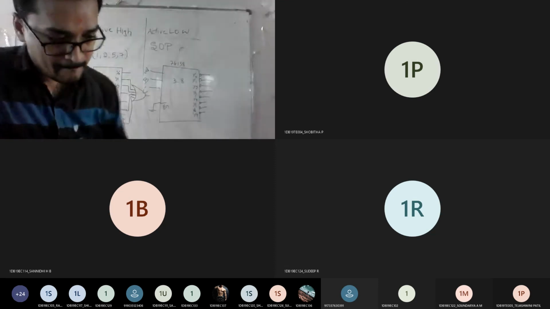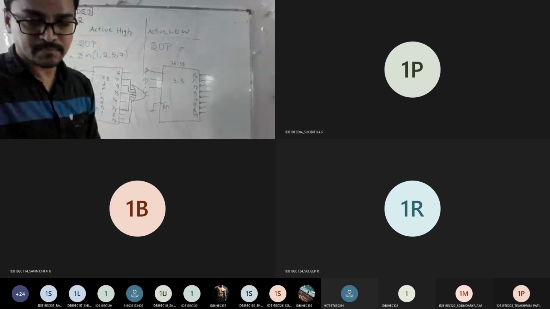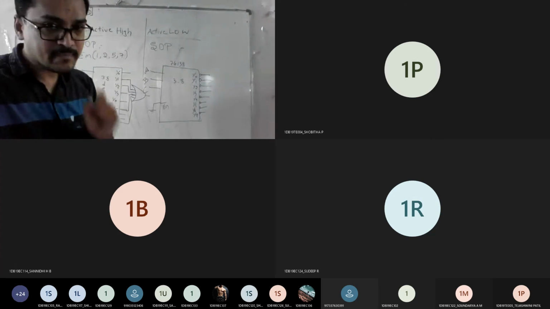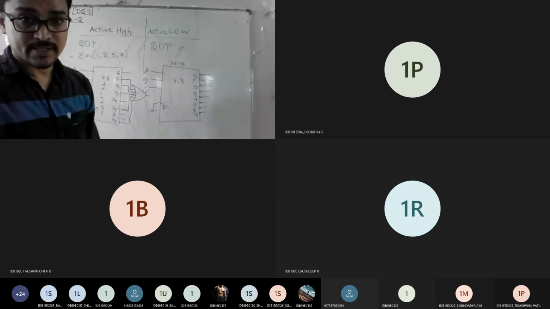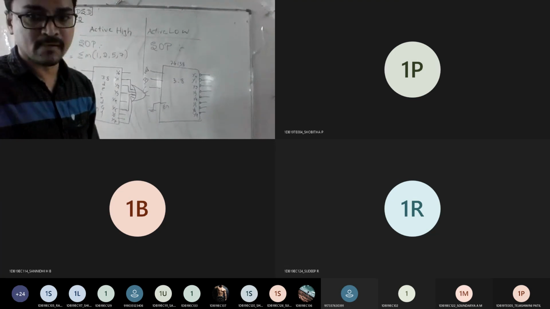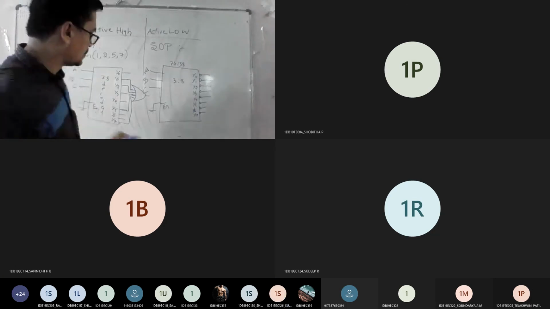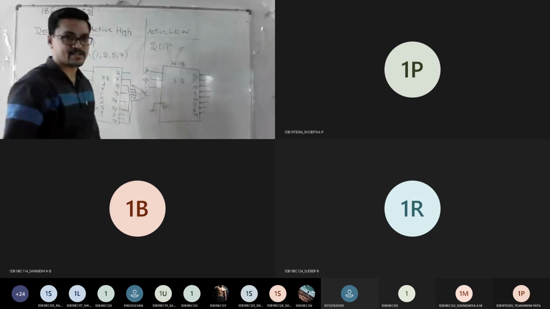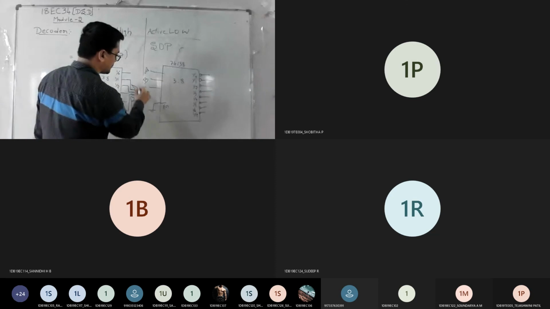So any doubts anyone till here? Shall I proceed? Yes, sir. Okay. So active high means if it is SOP form, I need to connect to an OR gate. So this will be your function.